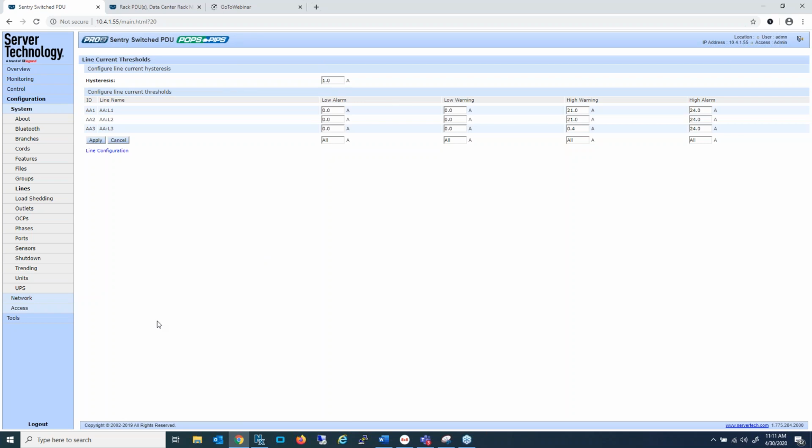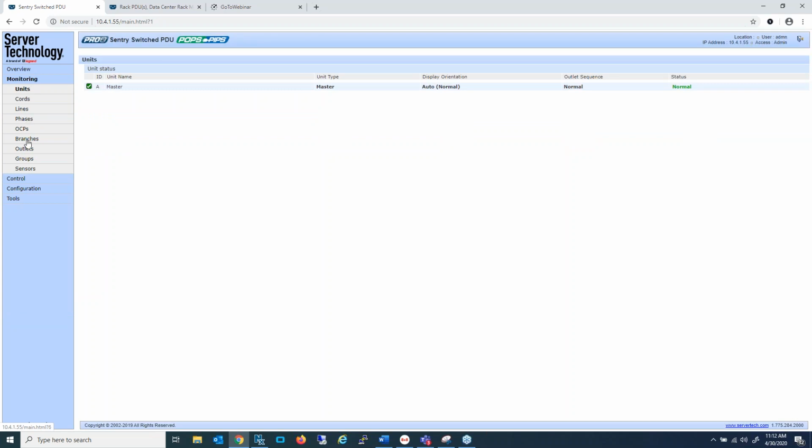Okay. So now we know the limits for line currents, and we know how to set those thresholds. Let's take a look at the other item, which is branch current. I'm going to go back to monitoring first and take a look at branches.